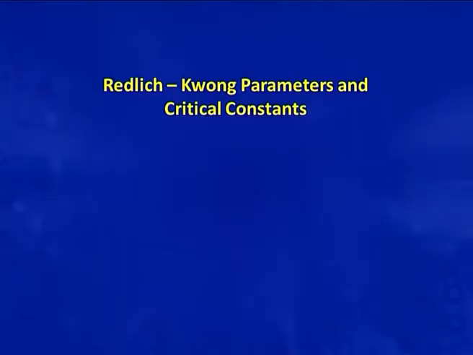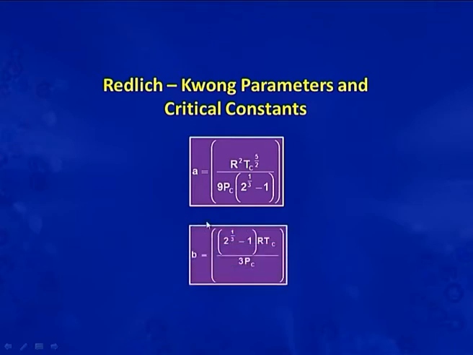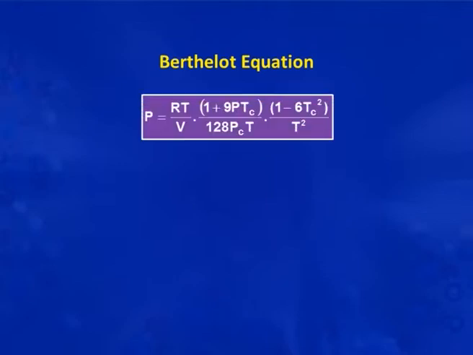Now let us discuss the relation between Redlich-Kwong parameters and critical constants. Here a = R²Tc^(5/2)/(9Pc(2^(1/3) − 1)), and b = (2^(1/3) − 1)RTc/(3Pc).